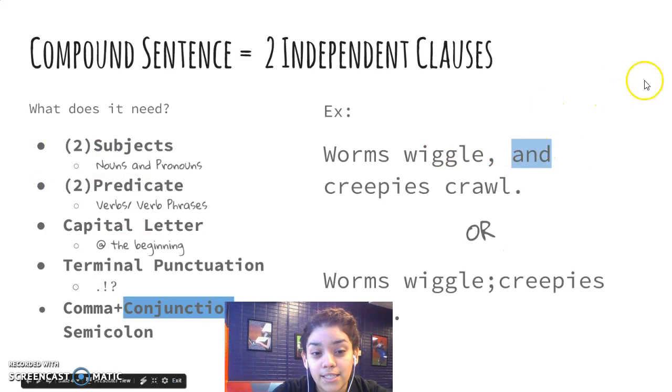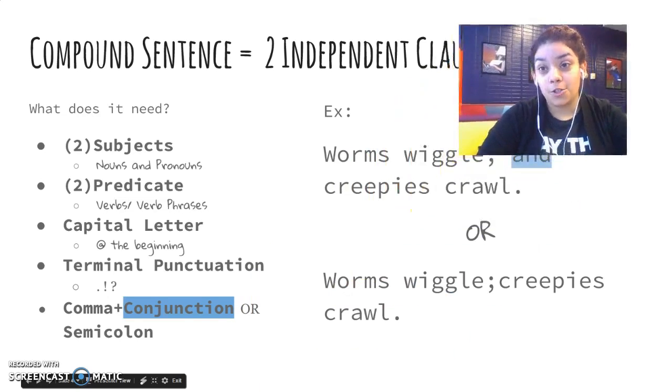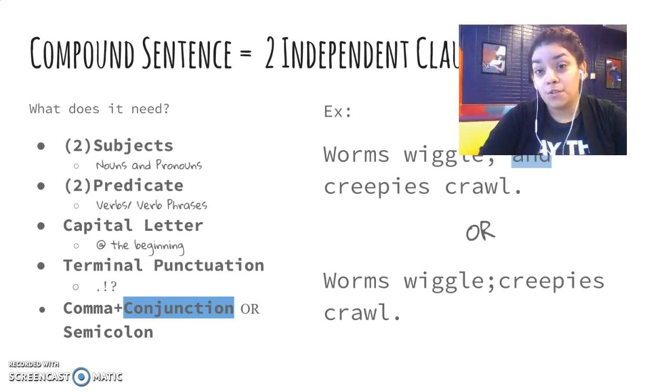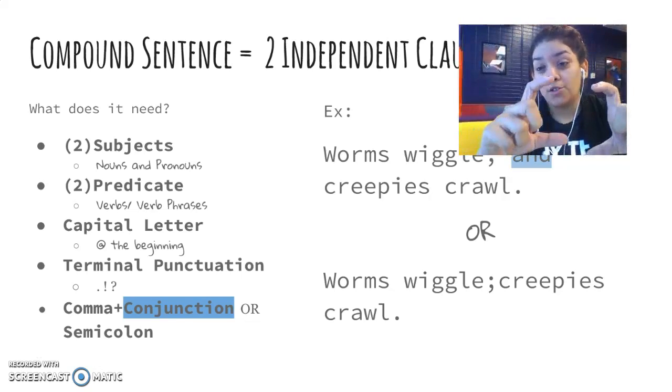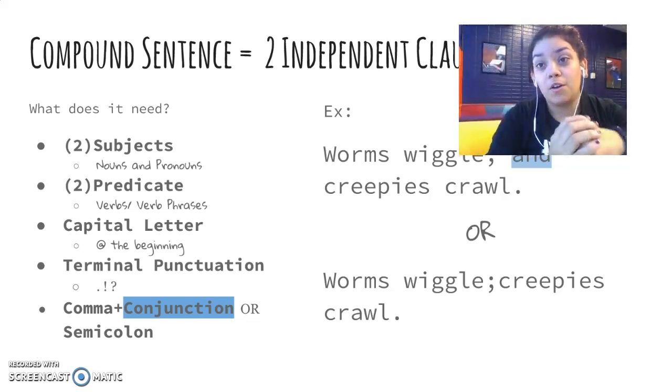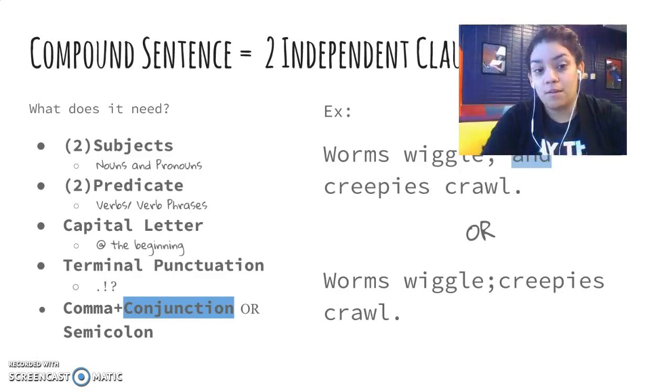A compound sentence is when you take two independent clauses and you stick them together with a conjunction. So you're going to need two subjects, two predicates, a capital letter, terminal punctuation, but you're also going to need a comma and a conjunction or a semicolon. So you can do it two ways. You can take these independent clauses and you can smush them together with a comma and a conjunction, or you can just put a semicolon in the middle, but you can't just stick them together, otherwise it doesn't make sense. It will make sense when you see the example though.